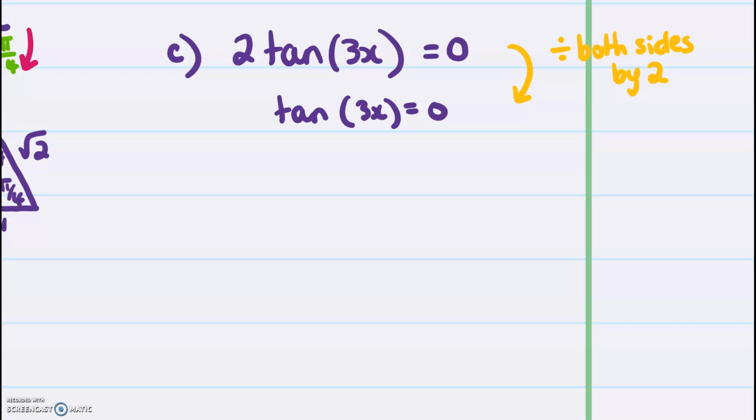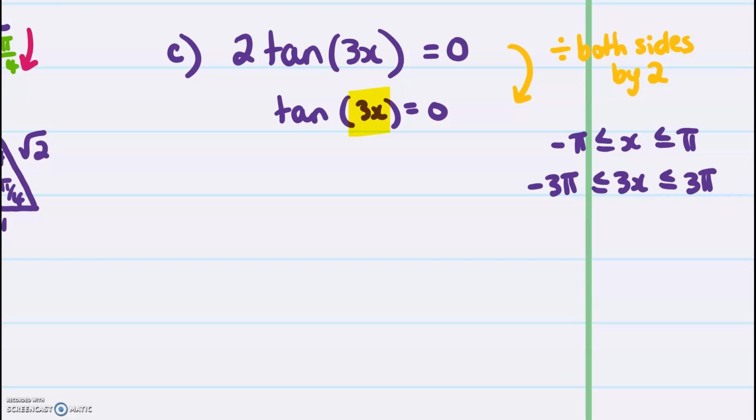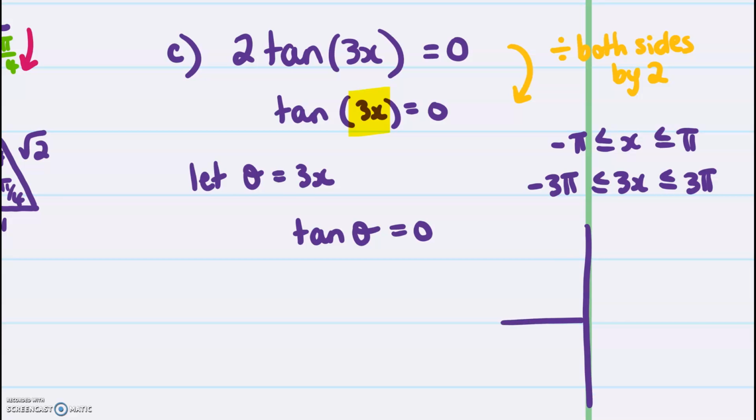I was, for this one, solving between negative pi and pi in the original question. So negative pi less than or equal to x less than or equal to pi. In this question, it's 3x. So when I do my answers, when I first do my inverse tan, I've got to solve for these. And let's make it a bit easier like the last one. Let's let theta equal the 3x, because that'll make it easier to solve if we're just solving tan theta equals 0. No special triangles needed for this one. It must just be a unit circle.